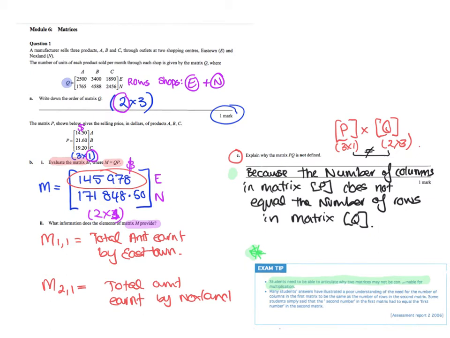Okay? It says many students illustrated poor understanding of the need for the number of columns in the first matrix to be the same as the number of rows in the second. Some students simply said no, and that the second number in the first matrix has to equal the first number. So that's what we say when we're quickly working it out. But that's not how you can articulate what you need to, all right?